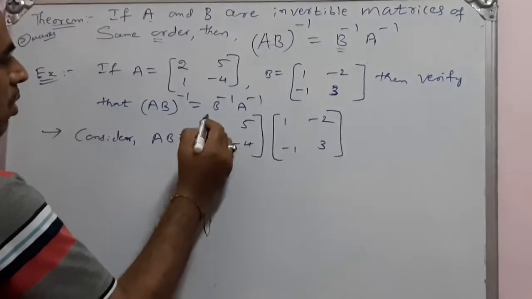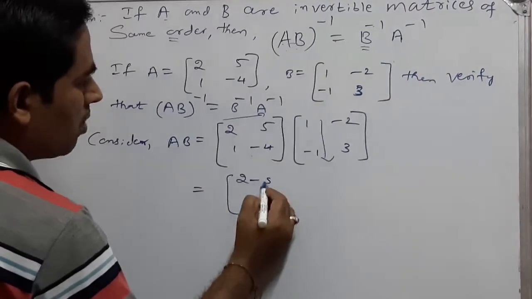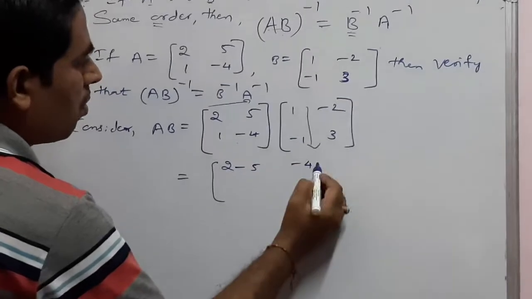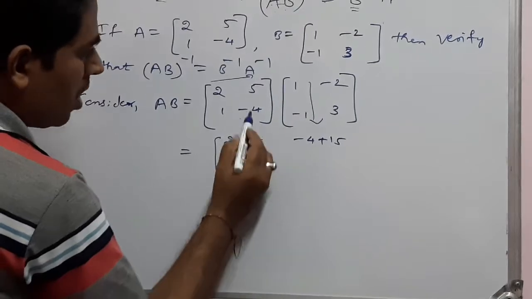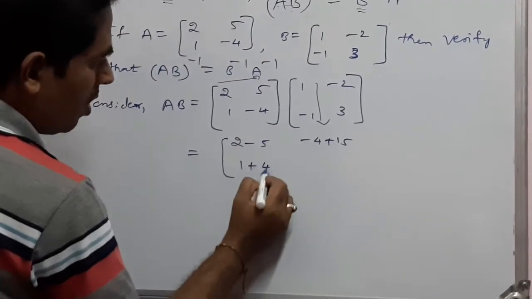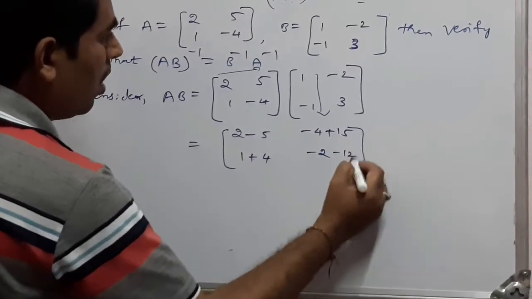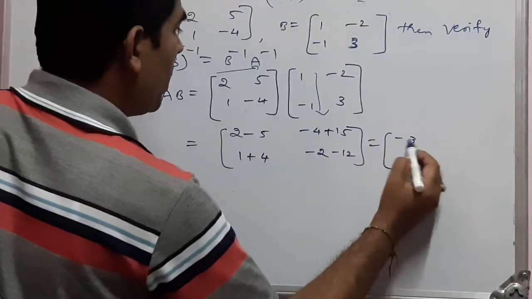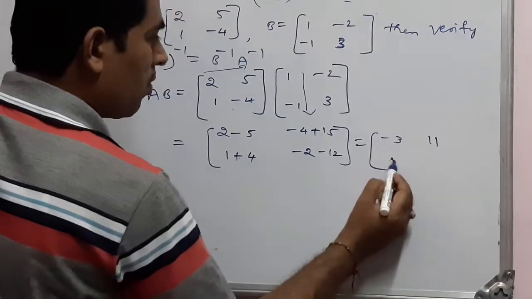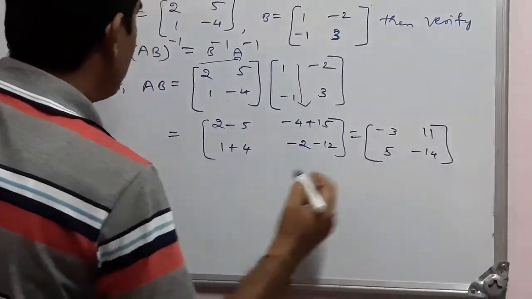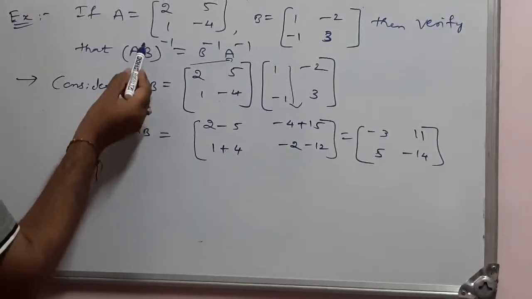This is AB. So we begin with the first row and first column. 2 into 1 is 2, and 5 times minus 1, so 2 minus 5. Then 2 into minus 2 is minus 4, plus 5 into 3 is 15. Then 1 into 1 is 1, plus minus 4 into minus 1, that is plus 4. Then 1 into minus 2 is minus 2, and minus 4 into 3 is minus 12. So that will be 2 minus 5 is minus 3, 15 minus 4 is 11, then 1 plus 4 is 5, then minus 14. So this is AB, the product of the matrices.